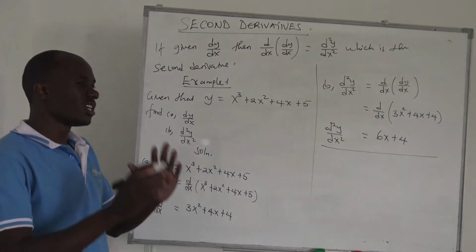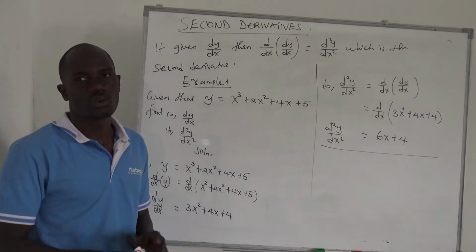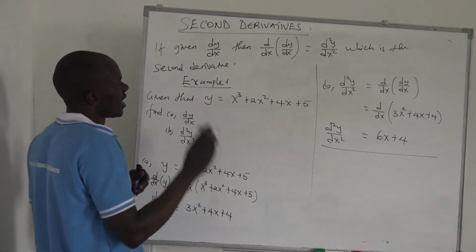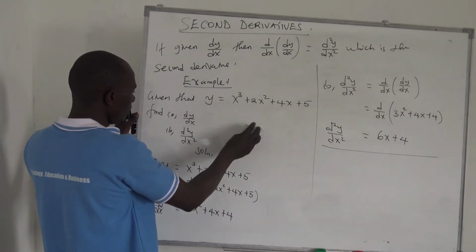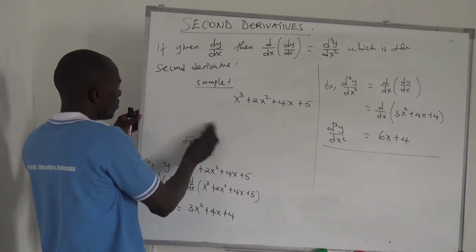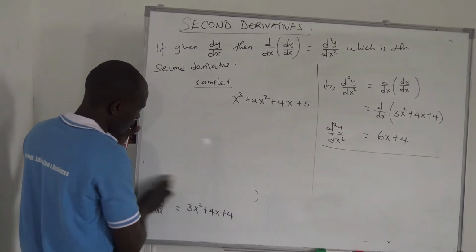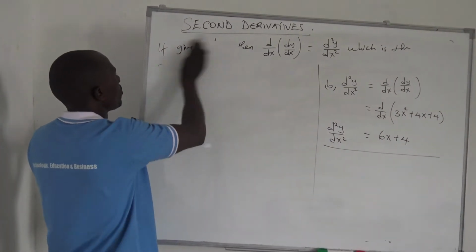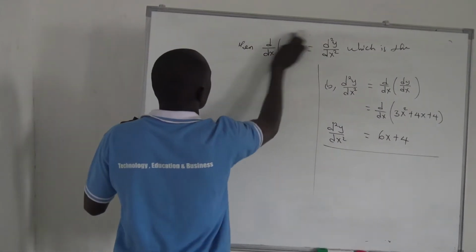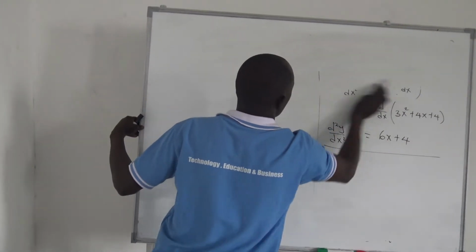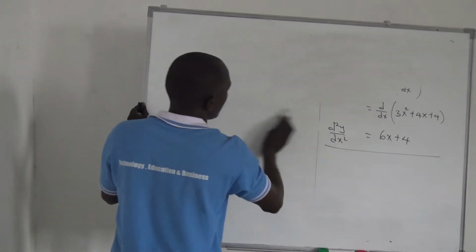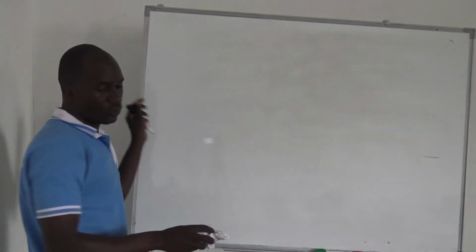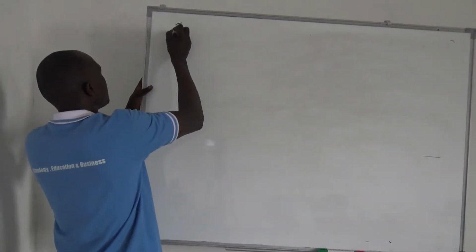Whatever the function is, even if it involves the product rule or the quotient rule, we are supposed to do it in the same way I have shown you. After finishing that example, we are going to go to example 2, and from there we shall look at examples involving parametric equations.